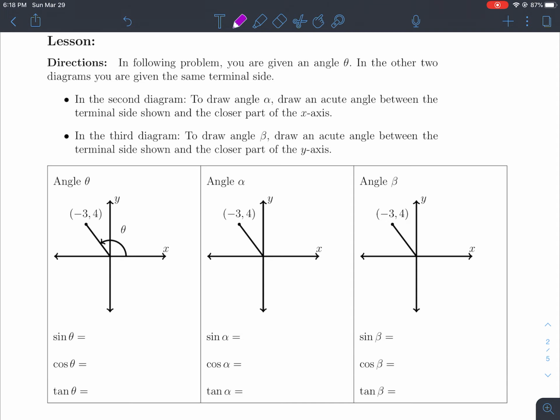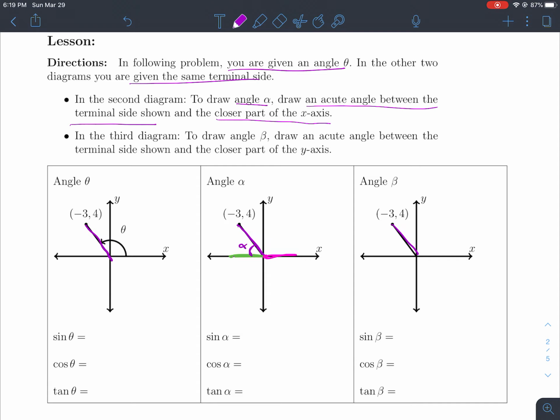So in the following problem, you're given an angle theta. In the other two diagrams, you're given the same terminal side. Yep, that does look like the same terminal side. In the second diagram, to draw angle alpha, draw an acute angle between the terminal side shown and the closer part of the x-axis. So terminal side, closer part of the x-axis. We've got two choices. We have either this green side or this pink side. Now I think the green side is the closer side, so let's put our angle alpha here.